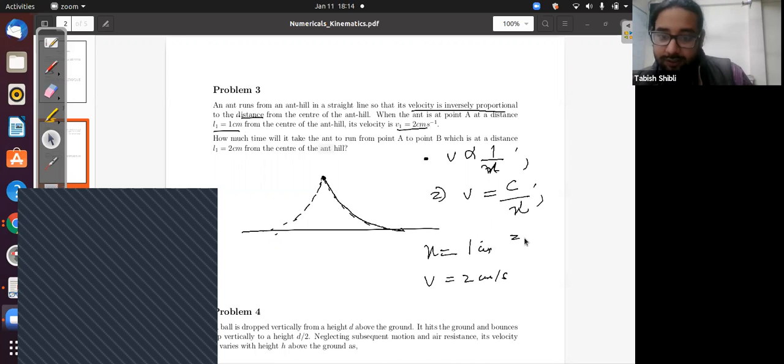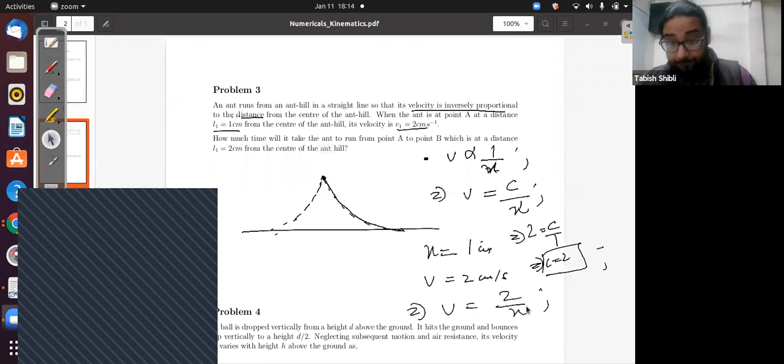Lovely. So this implies, let's put in the value, 2 is equal to c by 1. This implies c is equal to 2. Now you have the value of c. So this implies your v is equal to 2 by x. Okay. Now what it's asking you is how much time it will take to get from L1 to L2.